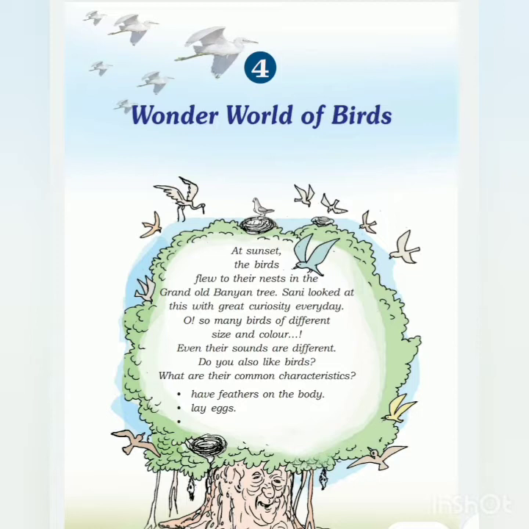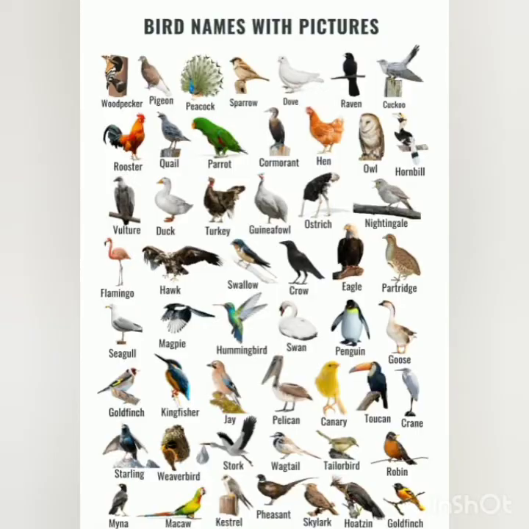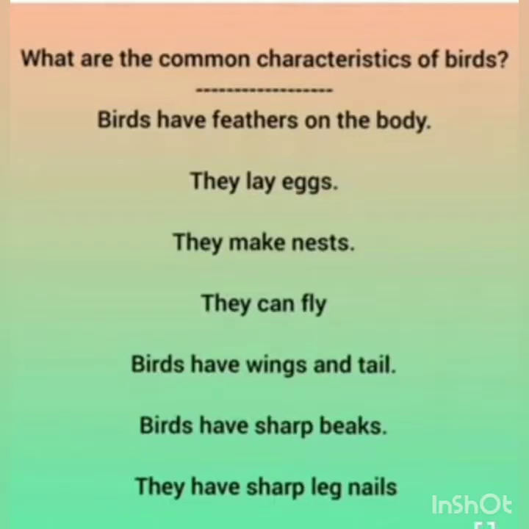Children, we can see different kinds of birds around us. We will see some pictures of birds that you know. By seeing the pictures, can you tell what are the different characteristics of birds? Yes, birds have feathers on their body. They will lay eggs. They have wings and tail. They have a beak with no teeth. They have feet with claws on the end. So these are the different characteristics of birds.